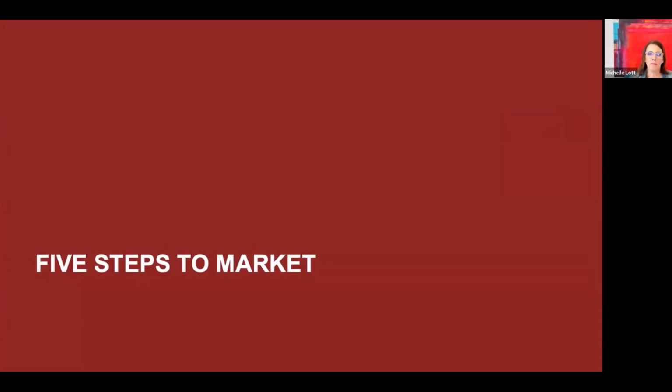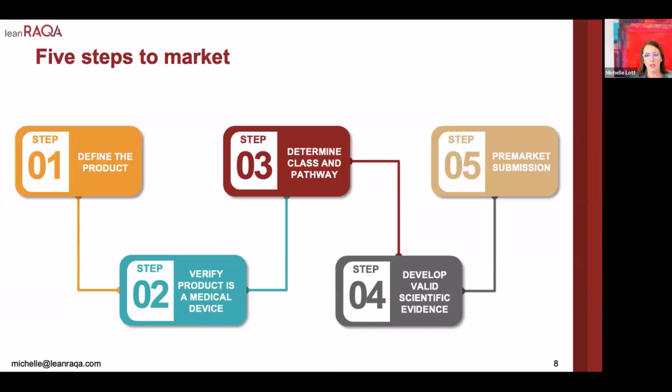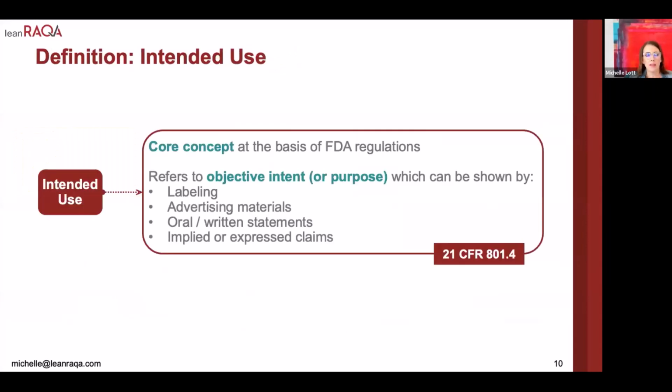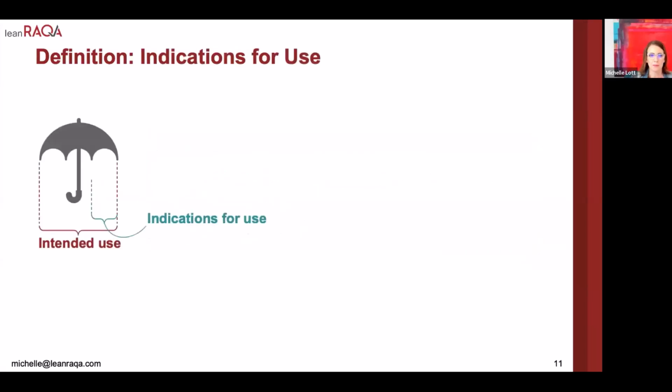So in the US, there are 5 basic steps to market, and we'll touch on each of these quickly. So the first is to define the product. This is done by defining your intended use, which is your core concept at the basis of the FDA regulations. It refers to the objective intent or purpose, which can be shown by the labeling, the advertising materials, the oral or written statements, the implied or express claims, what you do on social media. So it's much more than just a regulatory statement that appears in your documentation and your design history file.